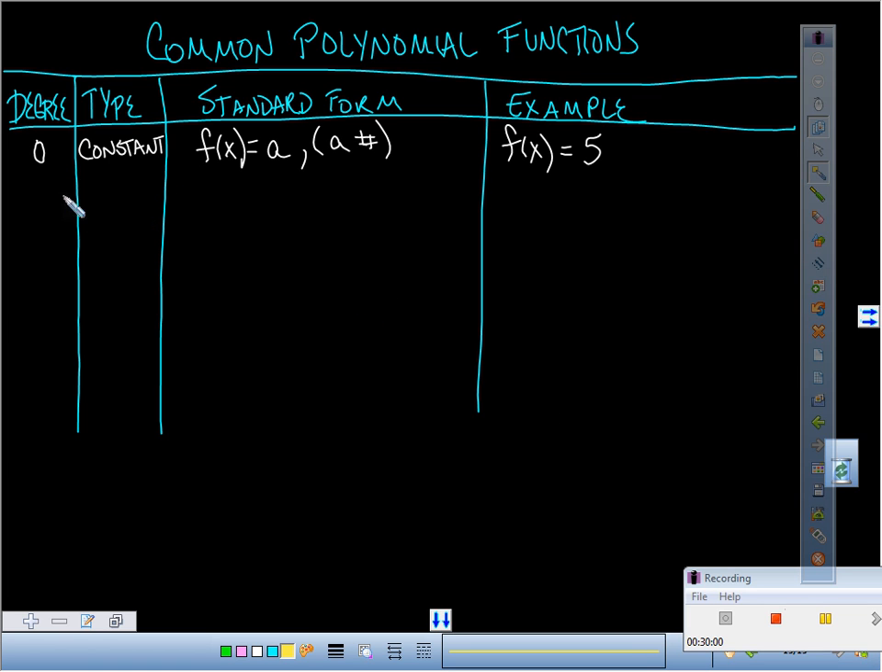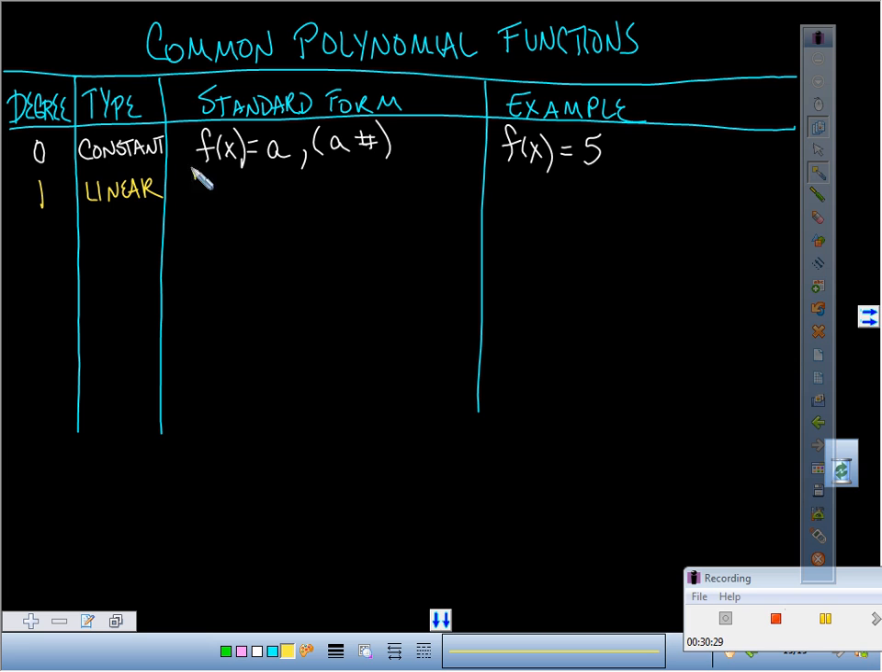Okay? So the next one is degree 1. That means I'm going to have an x to the first, and that's going to be the highest exponent. Okay? Now, what would that look like if you graphed it? That's a linear. That's a linear, because it makes a line, right? See, that makes all the sense in the world.